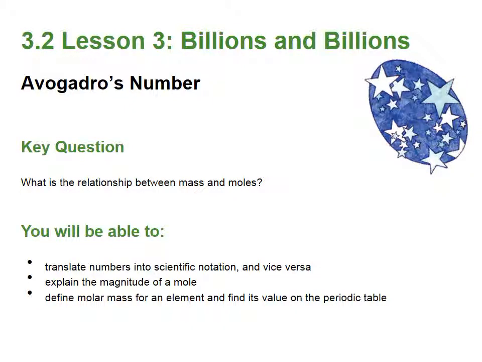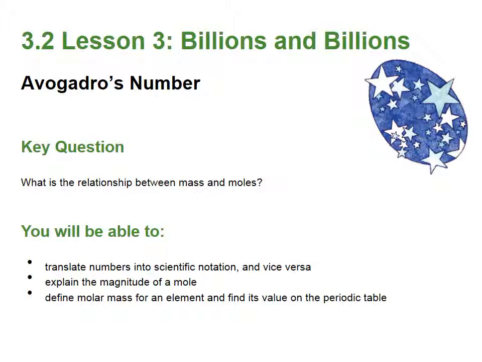Unit 3.2, Lesson 3, Avogadro's number. Chemists use a unit called the mole to keep track of the number of molecules or atoms in a sample. A mole represents an extremely large number. Scientists use scientific notation to express extremely large or extremely small numbers.